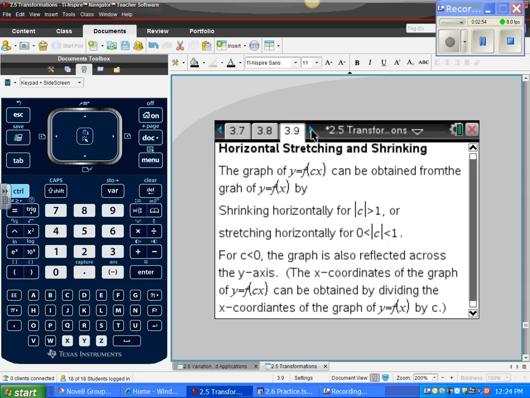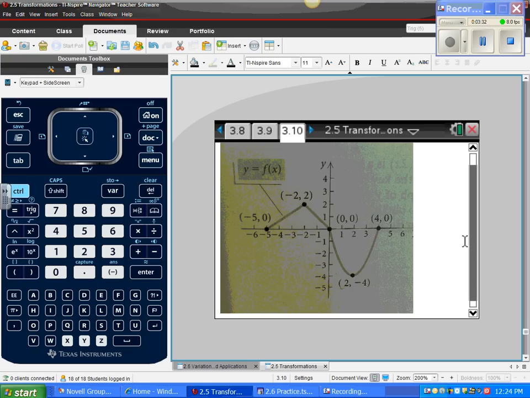All right, so horizontal stretching and shrinking: the graph of y equals f of c of x can be attained from the graph of y equals f of x by shrinking horizontally for when the absolute value of c is greater than 1, or stretching horizontally for when c is between 0 and 1. For when c is less than 0, the graph is also reflected over the y-axis, and the coordinates of the graph y equals f of c of x can be obtained by dividing the x-coordinates of the graph by c. So let's take a peek at another function here.